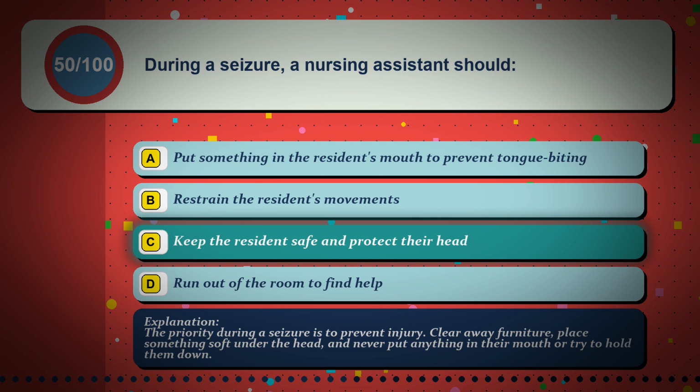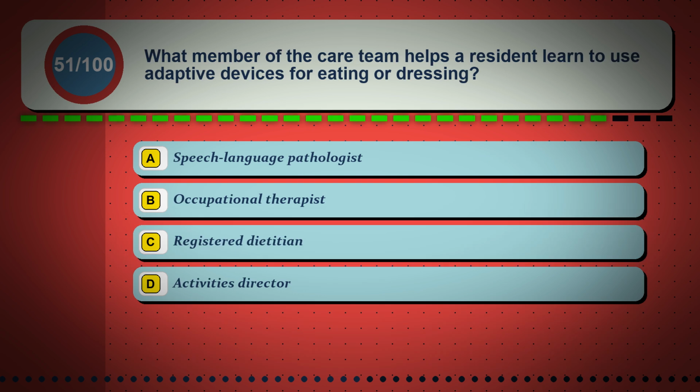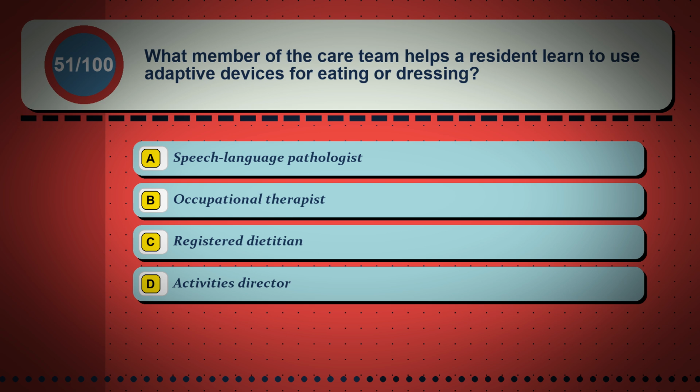Question 51. What member of the care team helps a resident learn to use adaptive devices for eating or dressing? Option A, a speech-language pathologist. Option B, occupational therapist. Option C, registered dietitian. Option D, activities director.